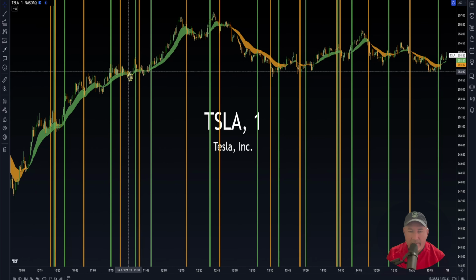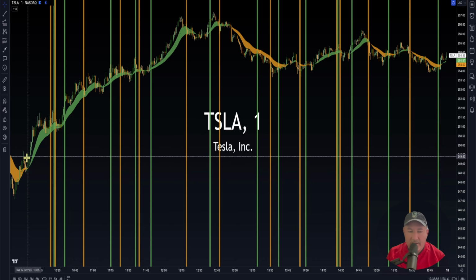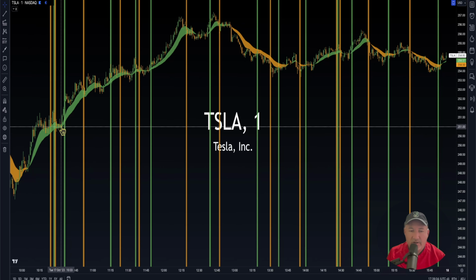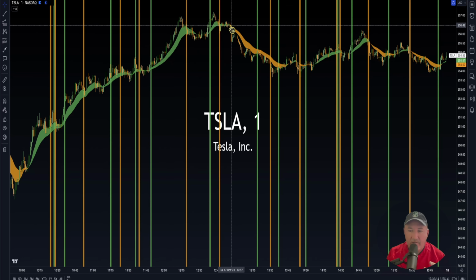It kind of pinched that cloud, but didn't come back down here, which is a great move if you entered here. If you did not enter here and you try to enter up here, guys, you have to be very experienced. You have to know what you're doing. You need my courses. That is a risky trade. I would not get in there if I were you. I would wait up here for the flip.